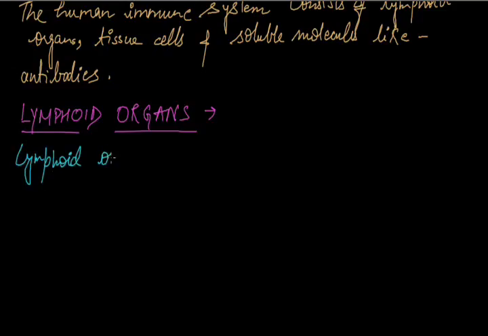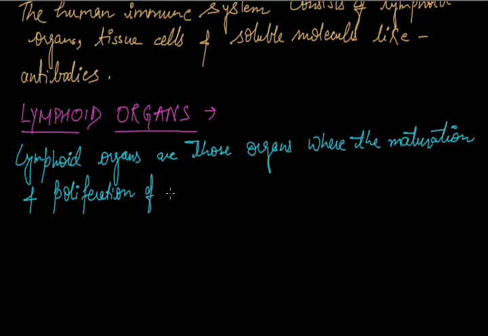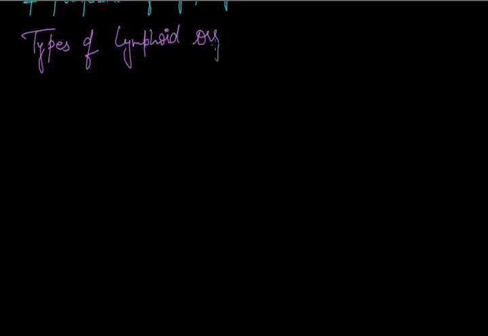Lymphoid organs are those organs where the maturation and proliferation of lymphocytes take place. Now, types of lymphoid organs. Basically, these organs are concerned with the formation of lymphocytes.